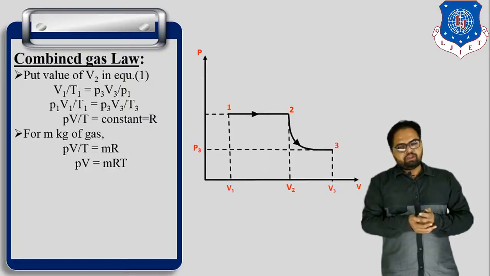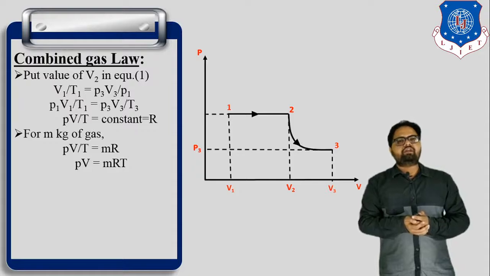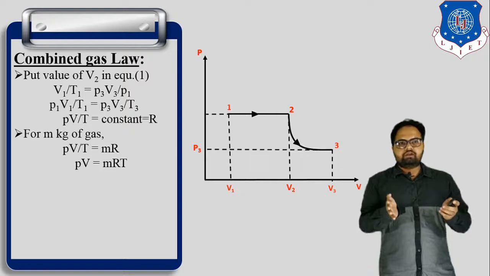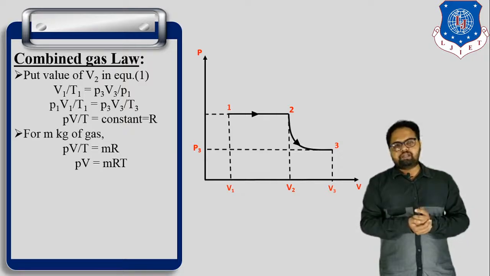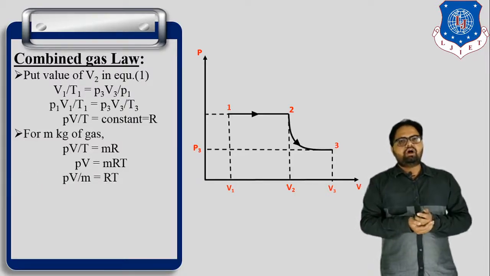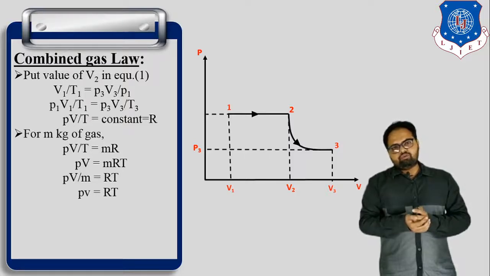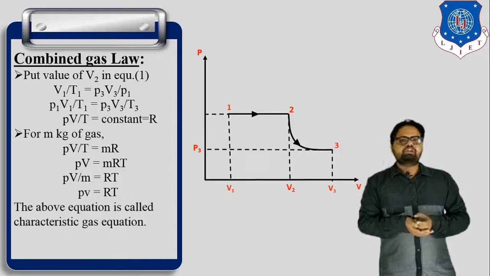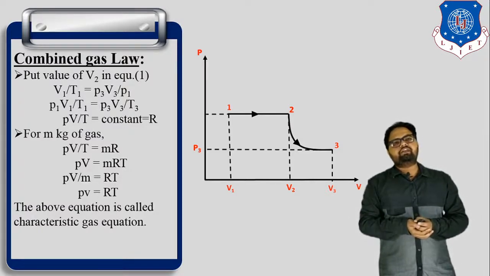In this equation, the value of R is the characteristic gas constant, which varies from gas to gas. It depends upon the characteristic of the gas. That's why it is called the characteristic gas constant. Okay. So this is all about the combined gas law. Here one more thing is there. If we divide volume on a unit mass basis, then we get small pv is equal to RT. So this equation is called the characteristic gas equation.